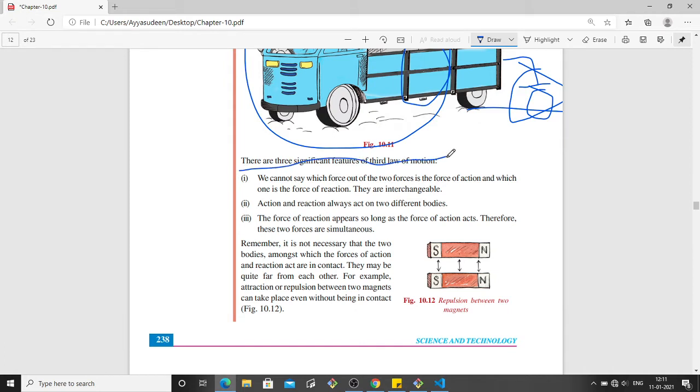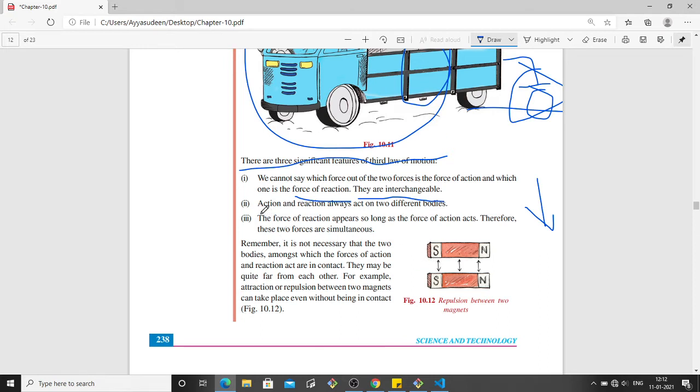There are three significant features of the third law of motion. If in the exam they ask you what the three significant features of Newton's third law of motion are, you have to write this. The first one: of the two forces, we cannot say which force is the action and which force is the reaction. It's not constant, they are interchangeable. We cannot say which of the two forces is the force of action and which is the force of reaction, because they are interchangeable.